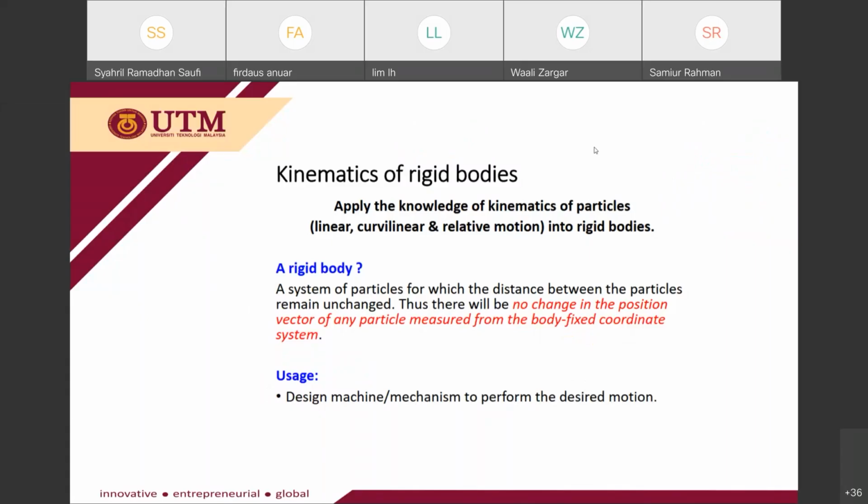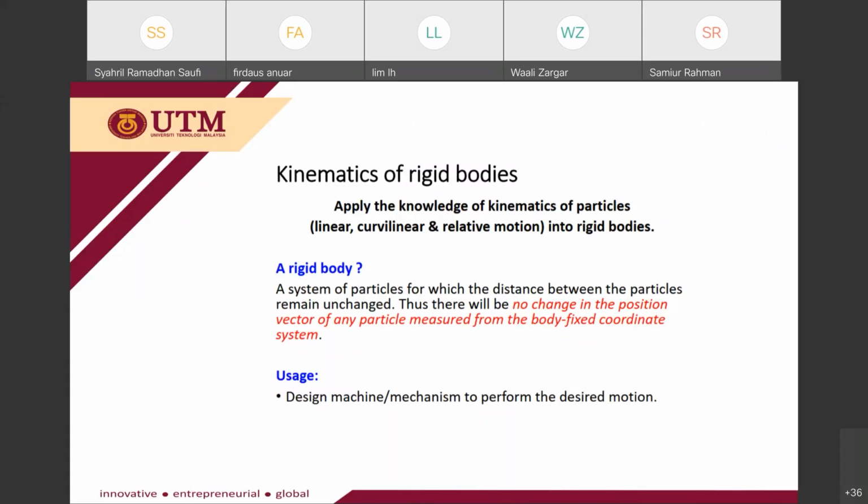Test 1 covers chapters 2, 3, and 4. Chapter 2 is regarding rectilinear motion, chapter 3 is regarding curvilinear motion, and chapter 4 is relative motion, which is covered in your test 1. For chapters 2, 3, and 4, you do the analysis on the particles.